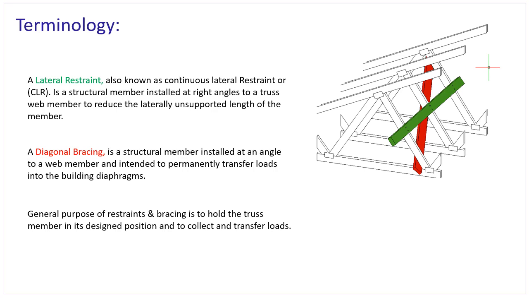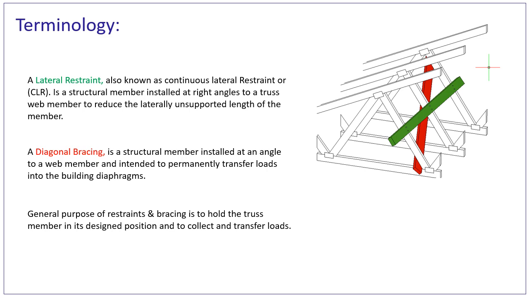The main concept of bracing and restraints is to hold the truss web in place under load. A lateral restraint, also known as continuous lateral restraint or CLR, is a structural member installed at right angles to a truss web member to reduce the lateral unsupported length of its member. A diagonal brace is a structural member installed at an angle to a web member and intended to permanently transfer loads into the building diaphragms.